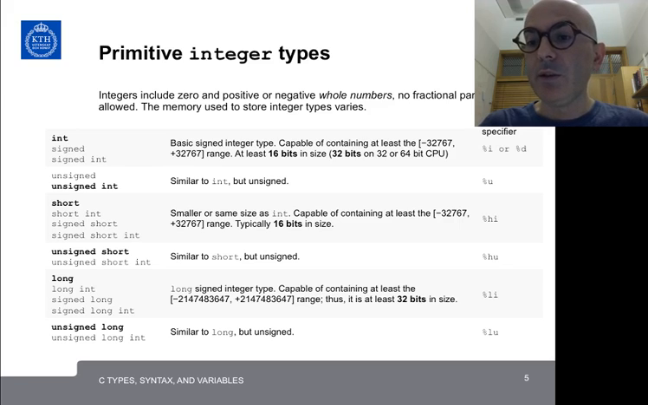In some cases, you don't need 32 bits for representing your integer value, so you might want to use short. On the contrary, if you need more than 32 bits, you need to use the long qualifier.